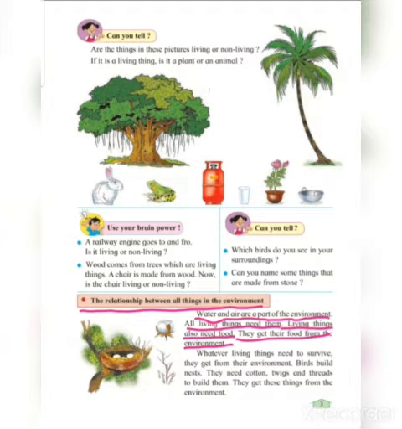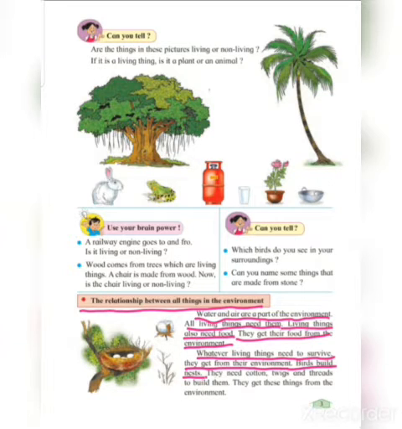See children, water and air are part of the environment, and all living things need them, because water is necessary for us, air is also necessary. If we don't get water and air, what will happen? We can't survive, means we can't live at all. Living things also need food, and food we also get from the environment. So whatever living things need to survive, they get from their environment.